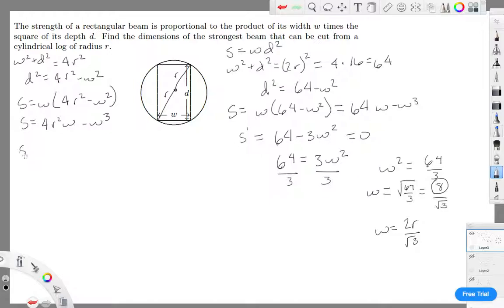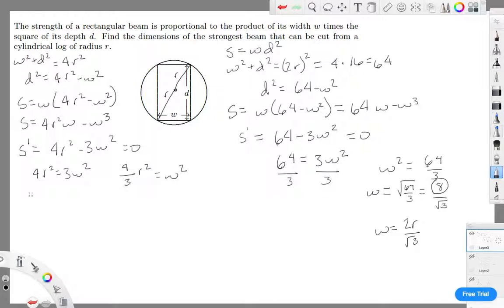Now when we take the first derivative, in order to come up with the right answer, we have to recall that r is actually a constant. R is not a variable like w and d. We have to keep this r as a constant, right? So we're going to drop this. We get 4r squared, and that's minus 3w squared. Set it equal to 0. Solve for w. We get 4r squared is equal to 3w squared. Divide by 3. 4 thirds r squared equals w squared.